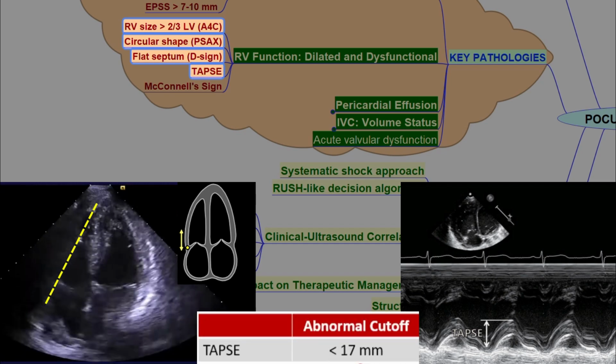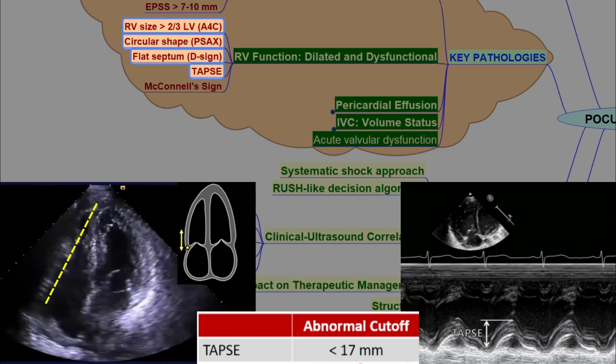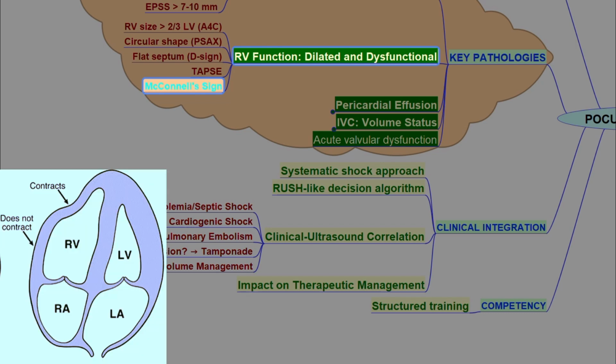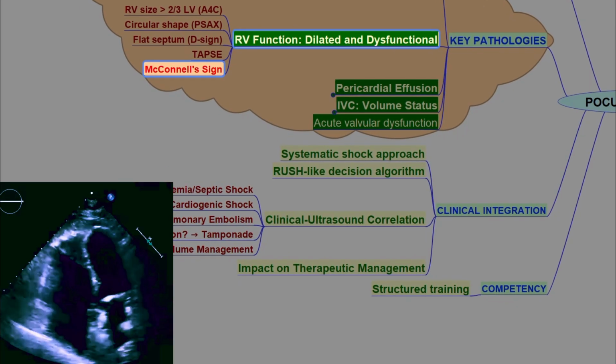When these signs come together, dilated, dysfunctional RV, flattened septum, it creates a pattern highly suggestive of massive PE or acute pulmonary hypertension. One specific pattern we call McConnell sign. Akinesia of the mid-right ventricle walls with a spared contracting apex is highly specific for acute pulmonary embolism.